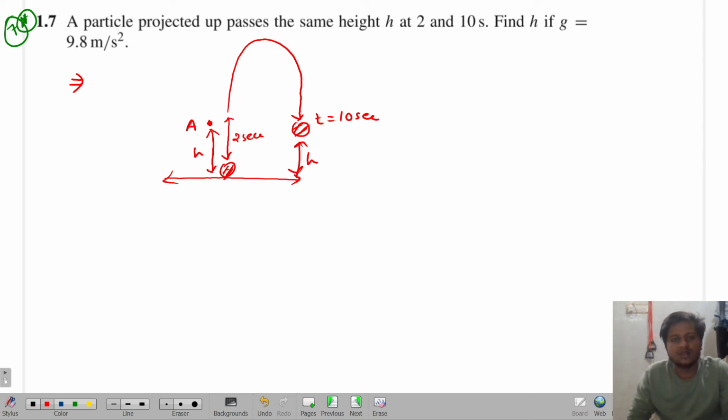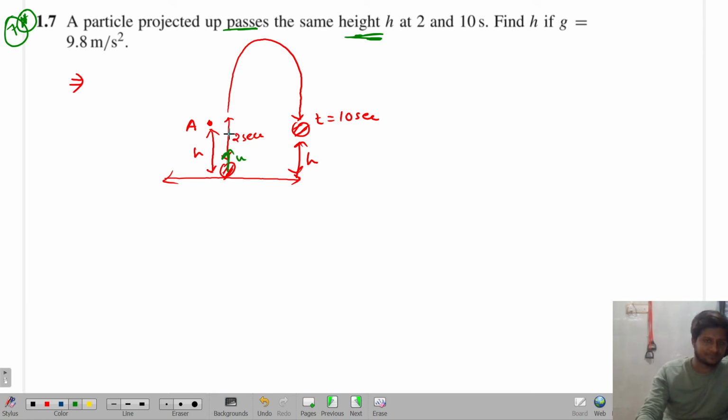Yes, sir. And for both cases, the initial velocity remains similar. If it says the particle passes the same height, that means the particle is only one. It crosses the point in upward motion at 2 seconds, and comes back in downward motion after 10 seconds.